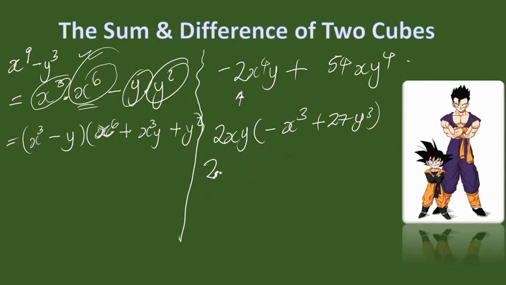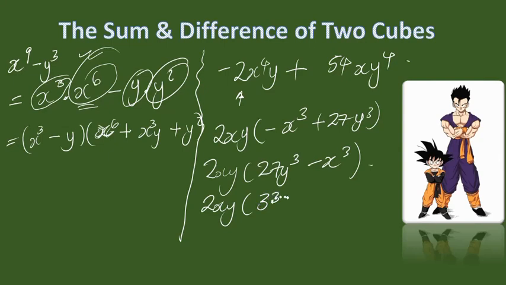I want to move things around so it looks better. So I'm going to put the 27 y raised to 3 first minus the x cubed this way. Now it does look like the difference of two cubes. What do I have to do? I just need to show it. 27 is the same as 3 raised to 3. And then I have a y raised to 3. I have an x raised to 3. And then I break it down.